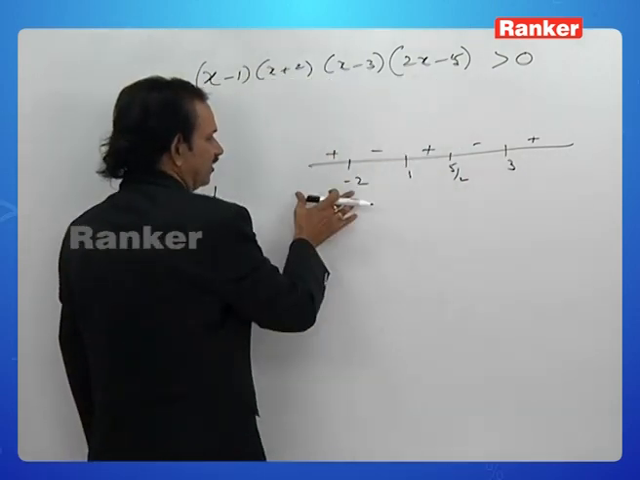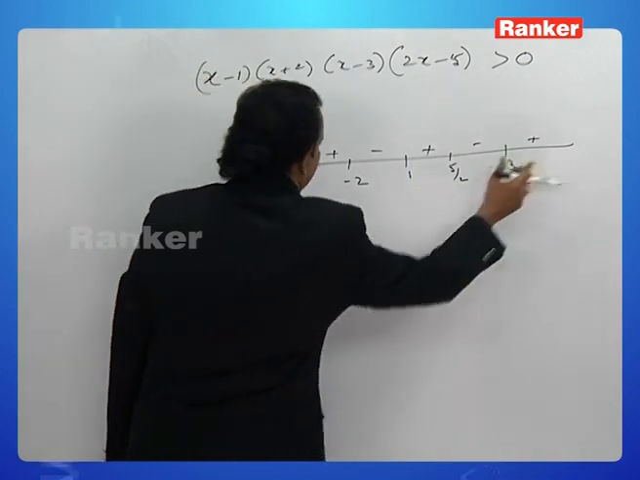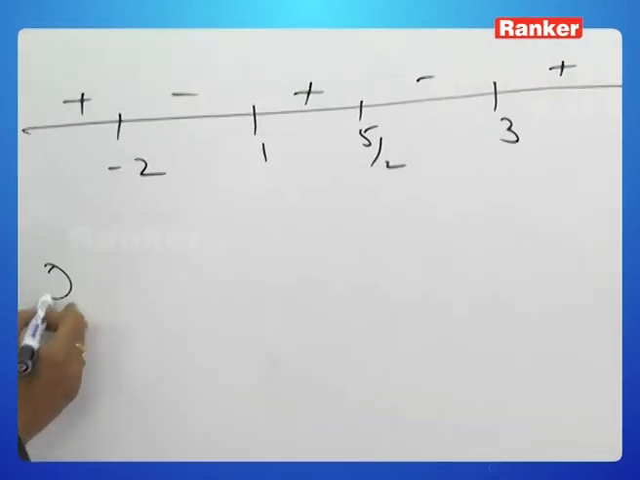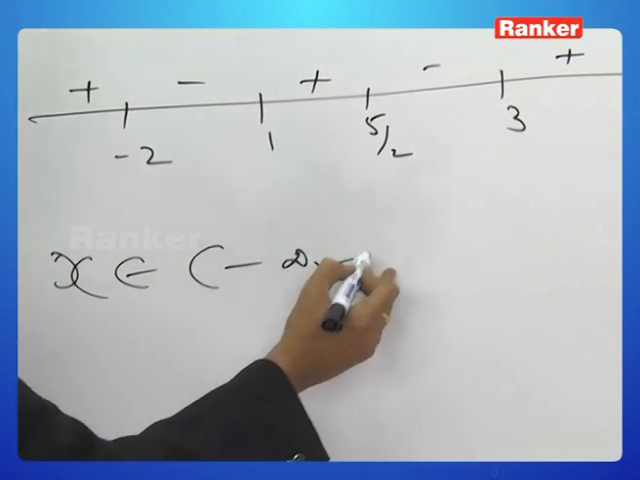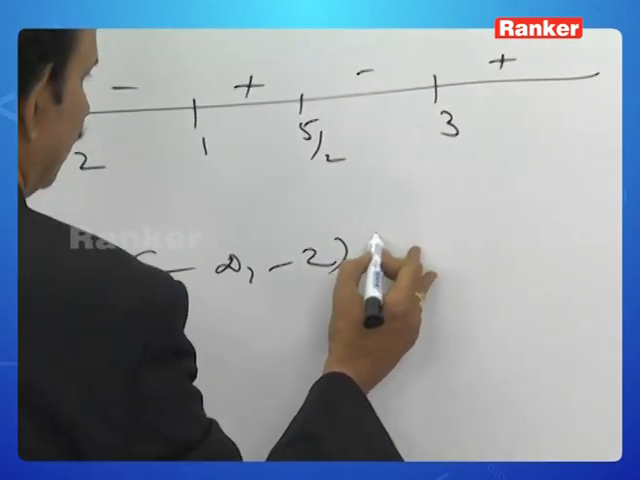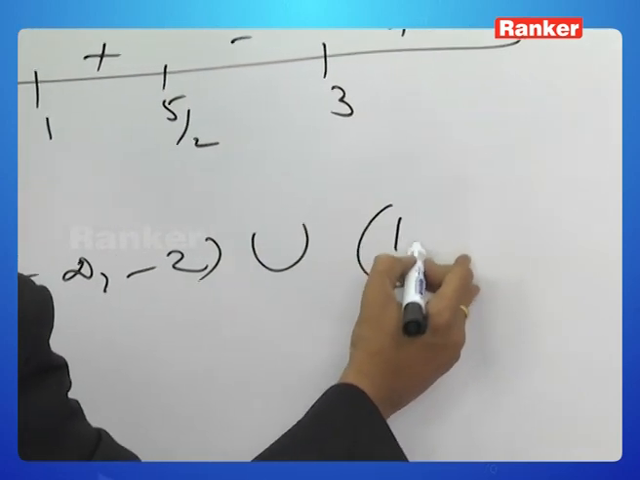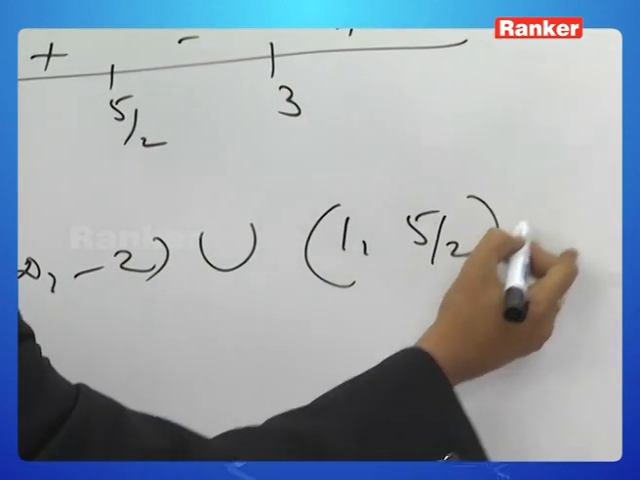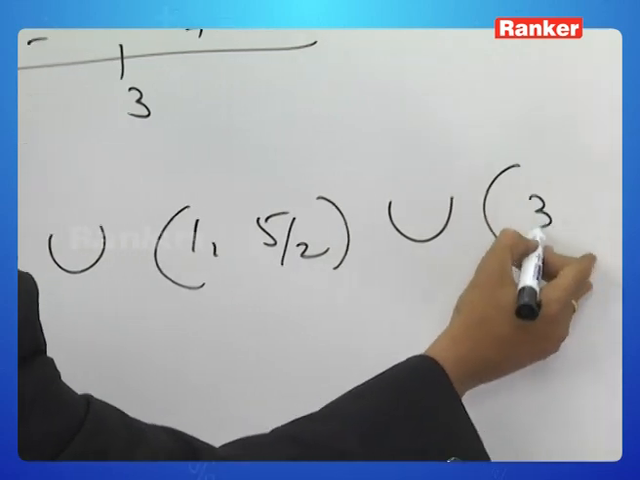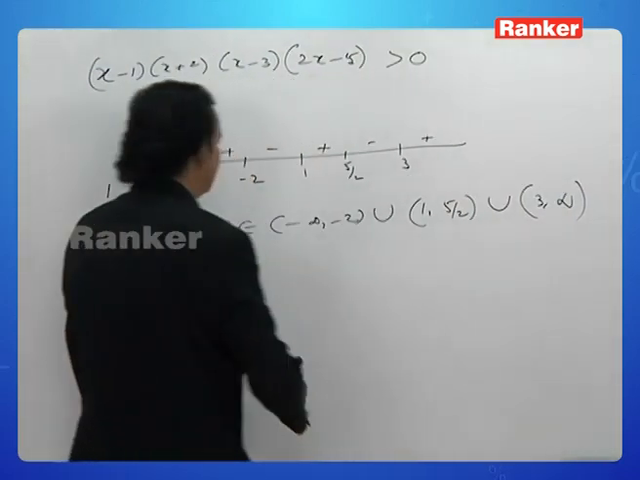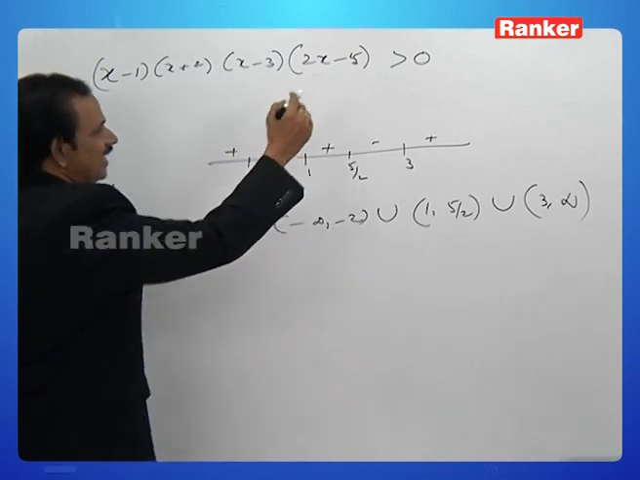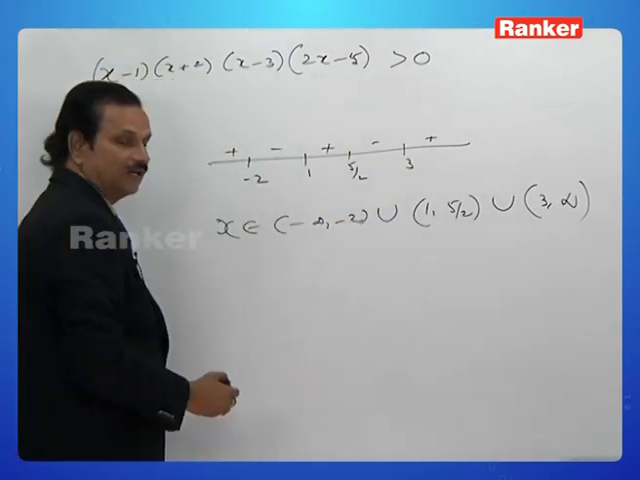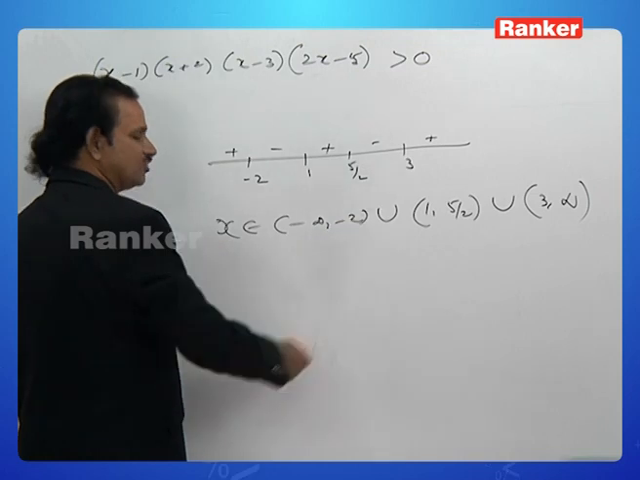What are the regions? Here, here, here. Means x must belong to minus infinity to minus 2, union 1 to 5 by 2, union 3 to infinity. This is the answer. Suppose it is greater than or equal to 0, then this interval becomes a closed interval.